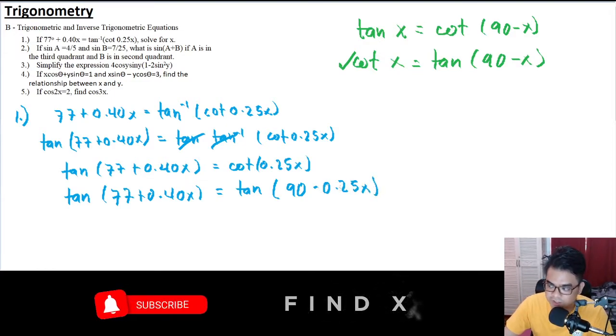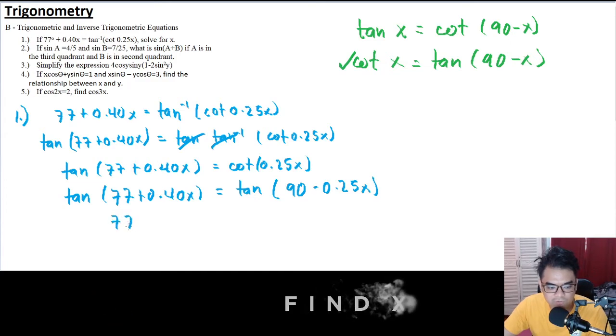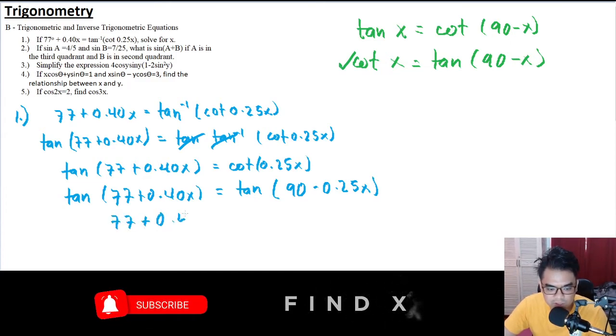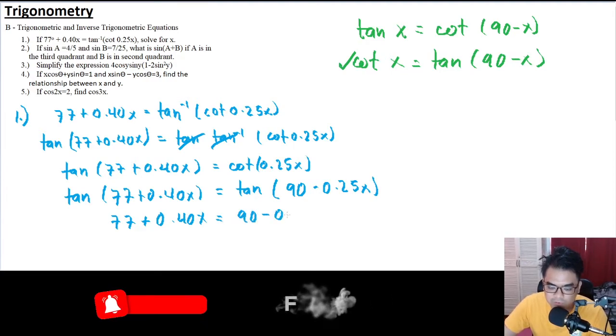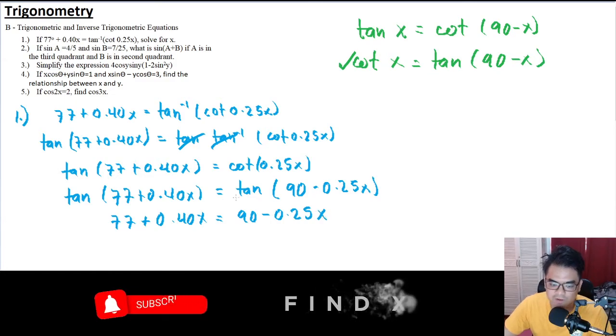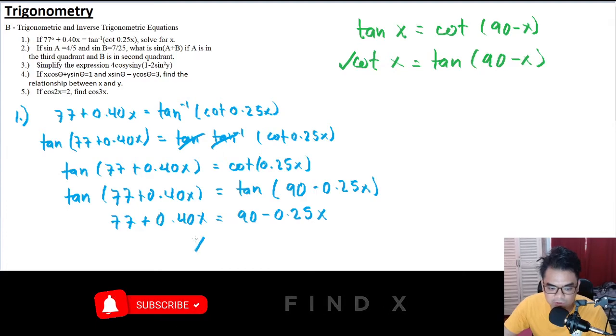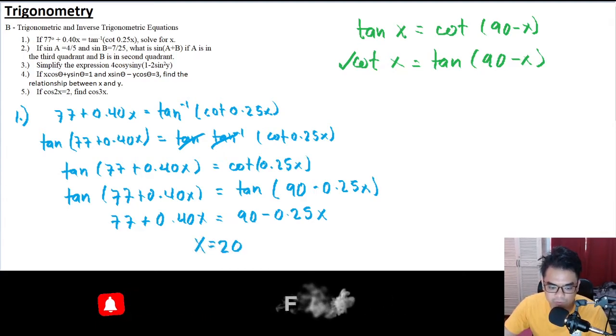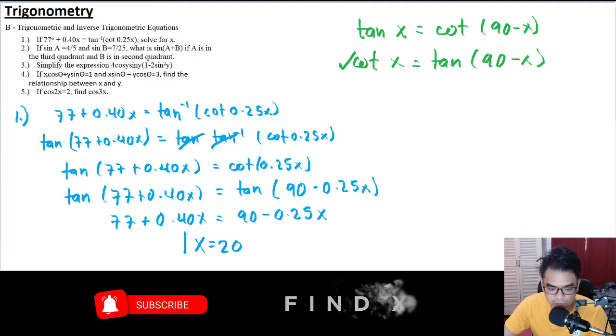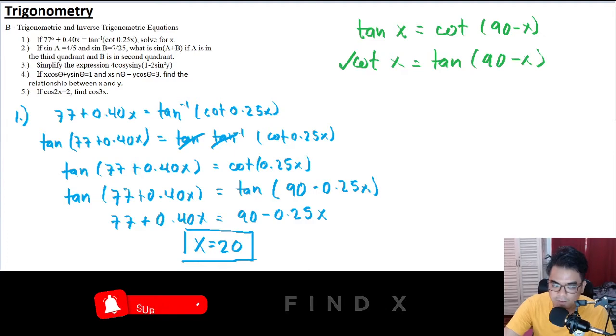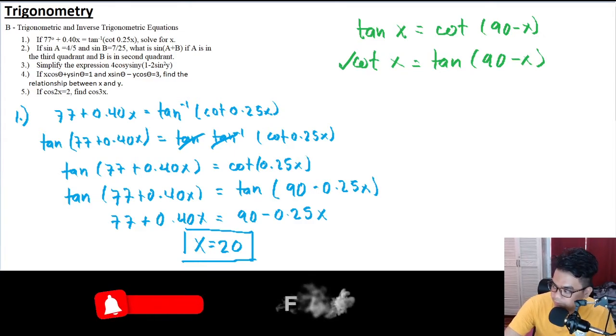And then at this point, you can just get the inverse tan or the arctan of both sides, and the tangent will cancel out itself. So you'll be left with just the angles: 77 plus 0.4x equals 90 minus 0.25x. And simply, to find the value of x here, just transpose and then divide, and you will be able to solve that the value of x is 20. Okay. So we can go to the next number.